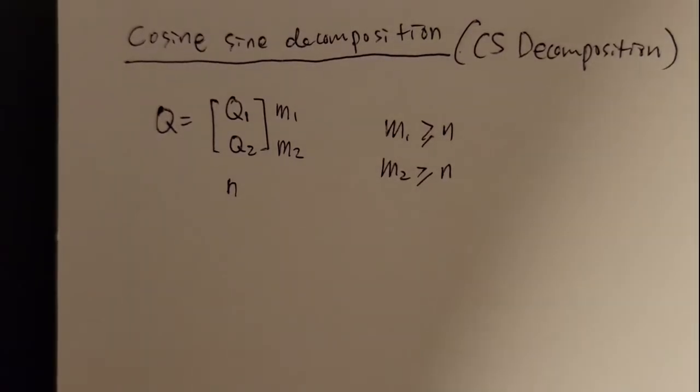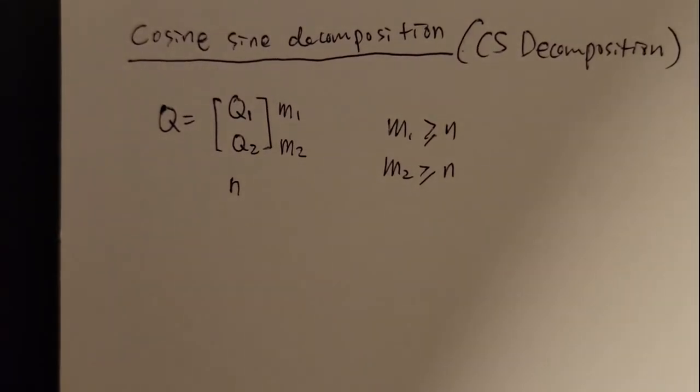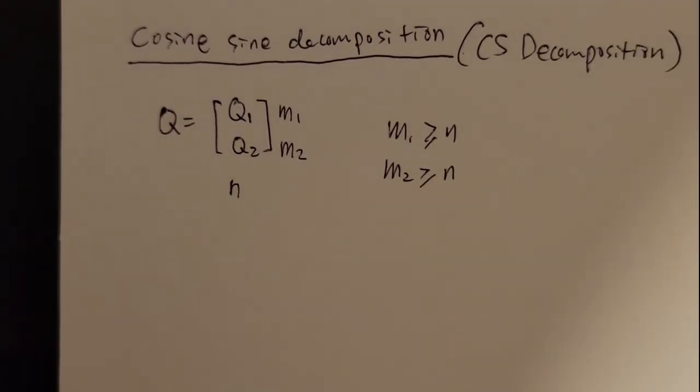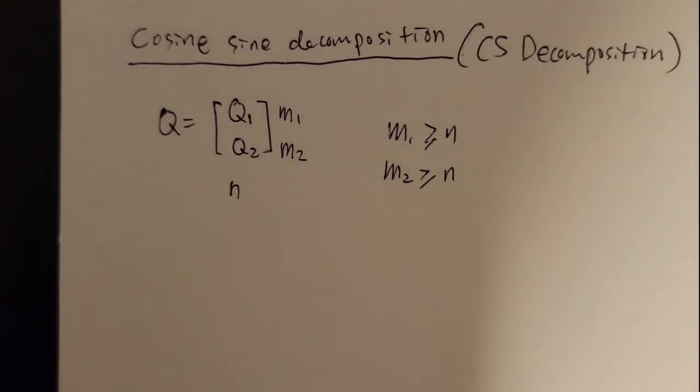You have a matrix Q that is partitioned into Q1 and Q2. Matrix Q has column length of n, and Q1 has row length of m1 and Q2 has row length of m2. Both m1 and m2 are greater than or equal to n.